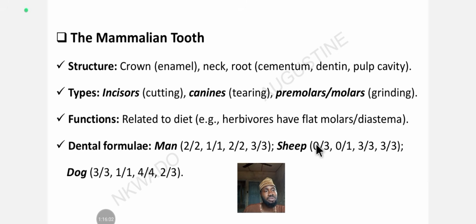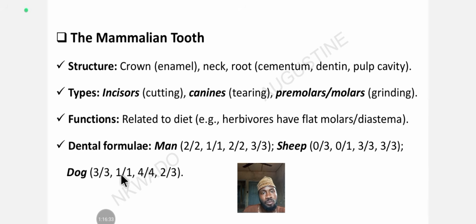All right, so the next we have here is sheep. 0/3, which is incisors. Nothing up, but 3 down. That's why their teeth are like this. Okay, then canine, 0 up, no canine up, but 1 small canine down. Okay, then for the premolars, they now have 3 premolars up and 3 premolars down, making it 6 on the 2 sides. Then for the molars, you have 3/3 still.